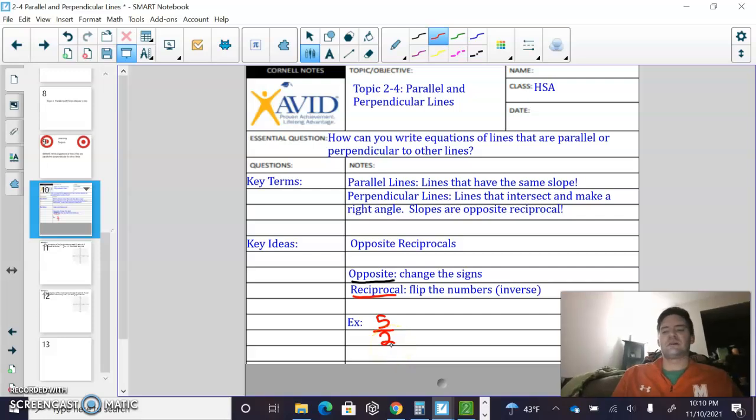Say our first number, I wrote down 5 over 2. I need to do the opposite, which is to change the sign. So notice this is a positive, and this is now going to be negative. And then the reciprocal is we're doing the inverse and switching the numbers. So the inverse would be, as I'm writing down, negative 2 over 5. So that is the reciprocal.